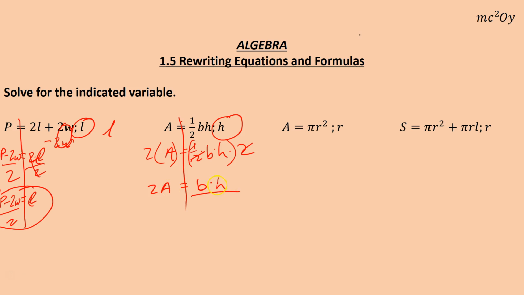Now if I'm solving for H, attached through multiplication, I just divide by B. B's cancel. H is equal to 2A over B. Okay, make sure it looks like a B and not a 6.